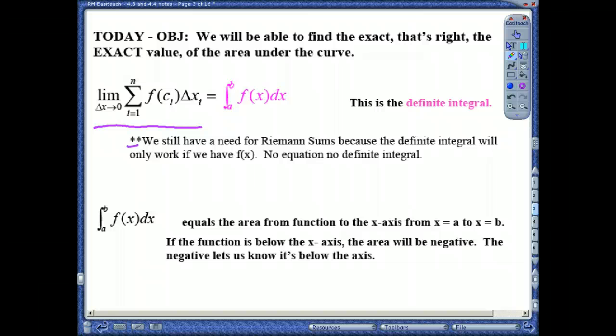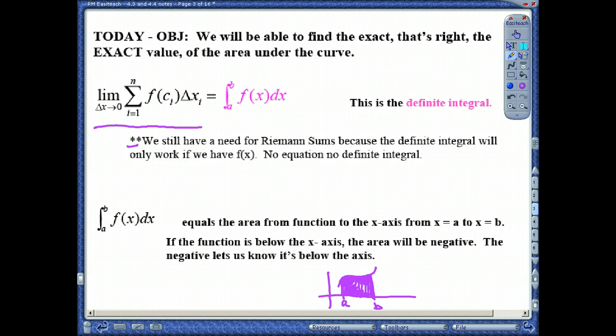All right, so our definite integral here means we're going to find the area under the function to the x-axis going from a to b. So if we draw a little picture, we've got our function from a to b. That integral is going to find this entire area. The whole entire thing, it's going to cover it, no estimation, it's going to be exact.